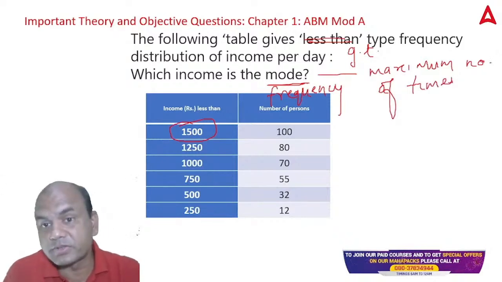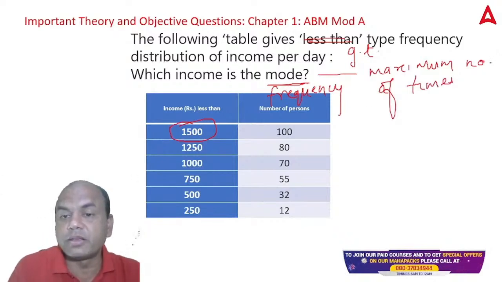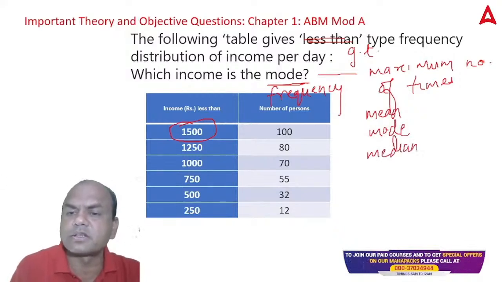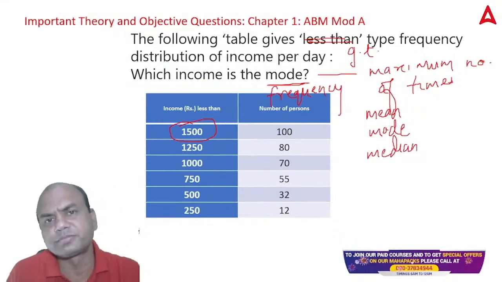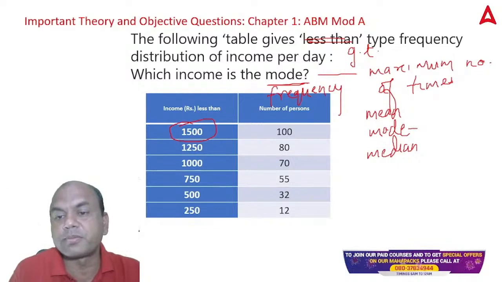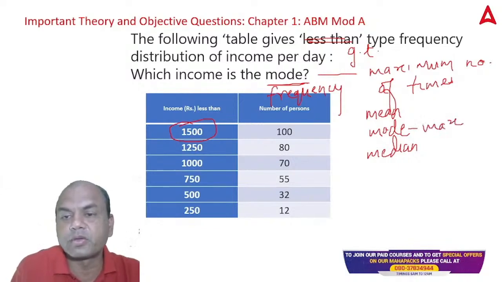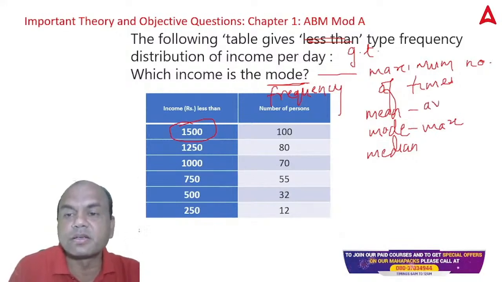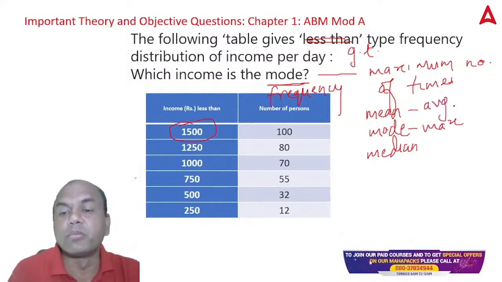There are three words you'll face again and again: mean, mode, and median. Okay, these are the three words you'll face many times. So what is this mean, mode, median? See, mode, just now I told you, is the maximum number of times. Mean means average. And median means what?